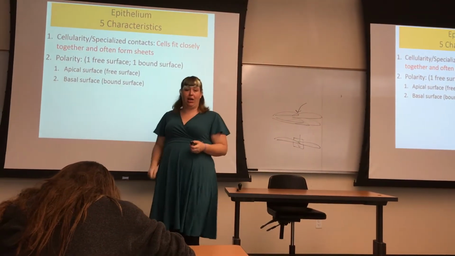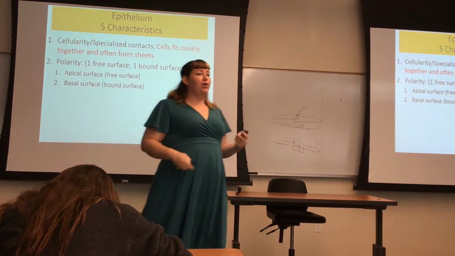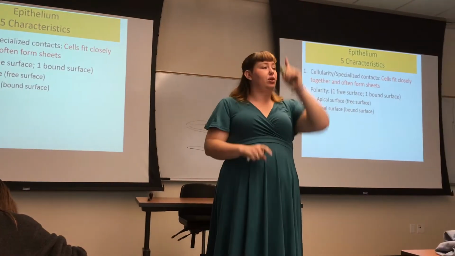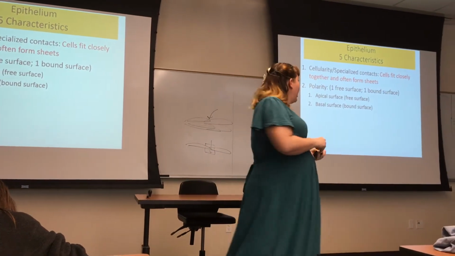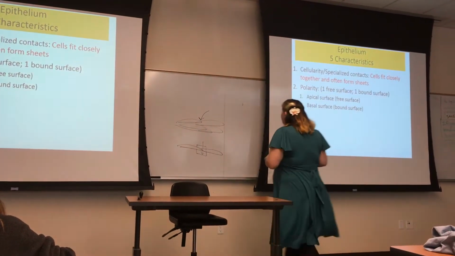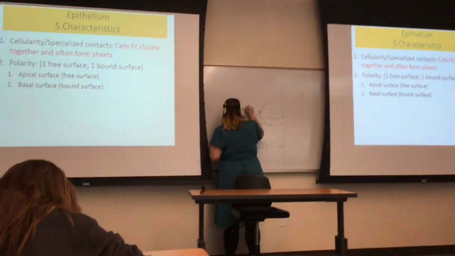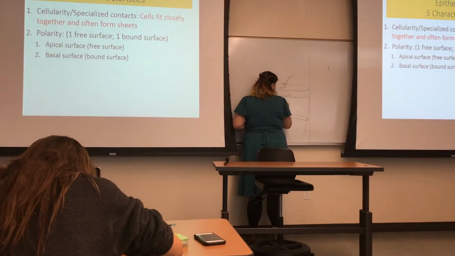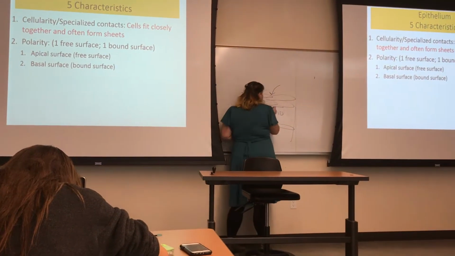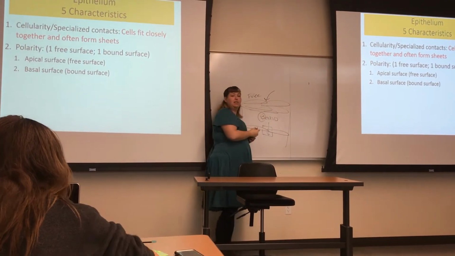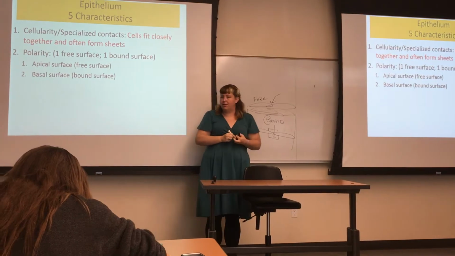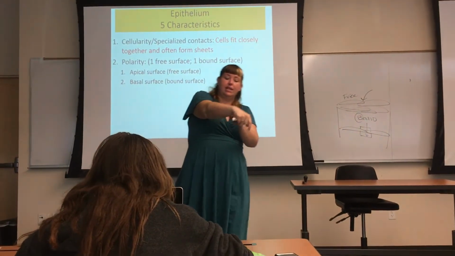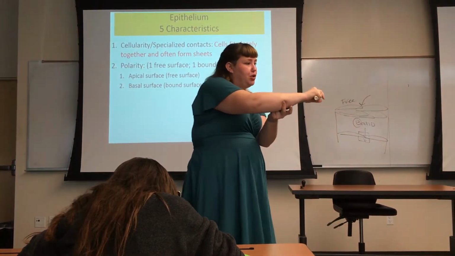They have polarity. When we've heard about the poles of the planets, this means that there is a top and a bottom. And for us, it means that there is a free surface and a bound surface. Think bound like basement, it's stuck down to something, how your basement's stuck down to the ground. The free surface, this is a free surface, and it's bound down to connective tissue underneath it.